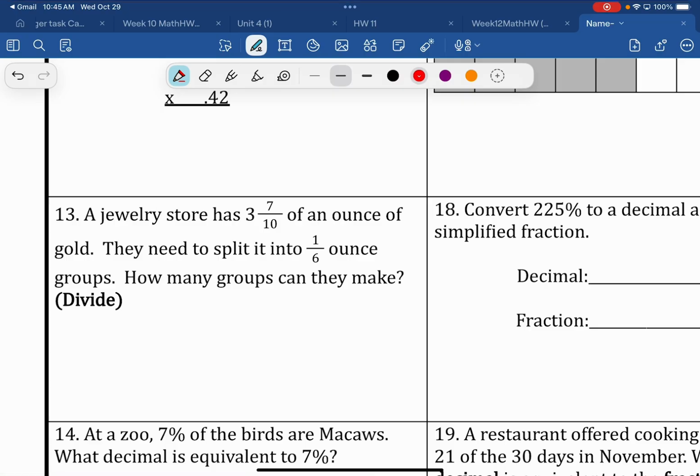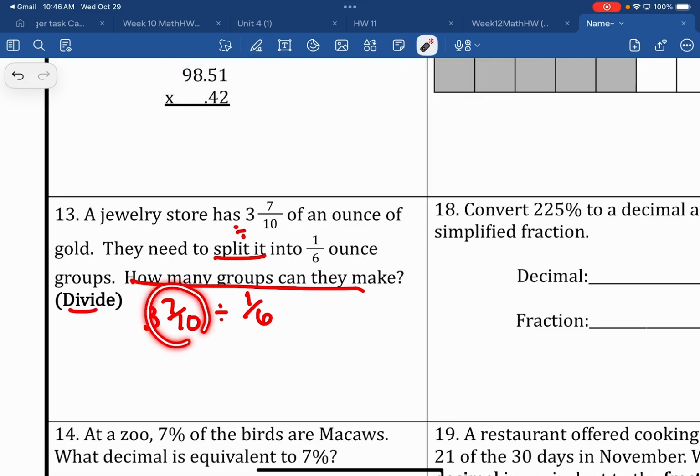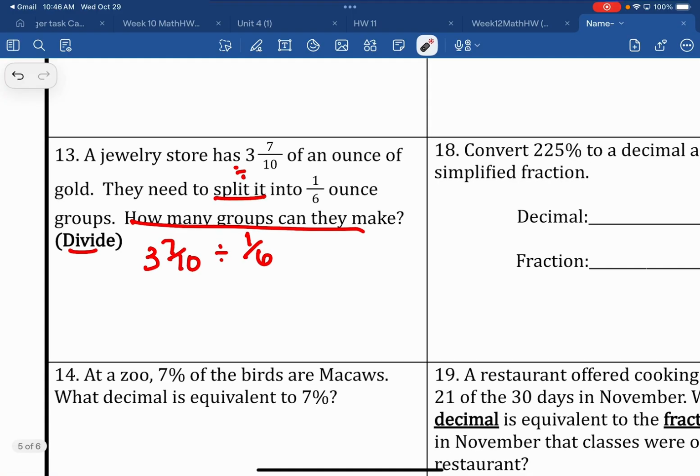A jeweler store has 3/7 of an ounce of gold. They need to split, which means to divide, into 1/6 ounce. How many groups can they make? It even tells us divide. Remember to turn this one into improper and do keep, change, reciprocal.